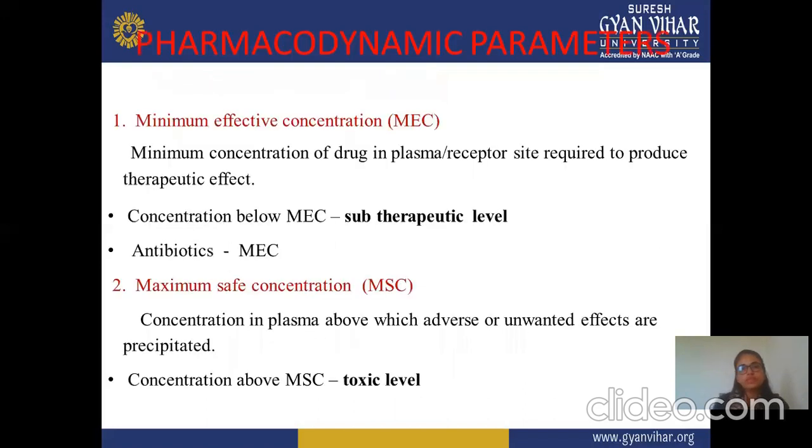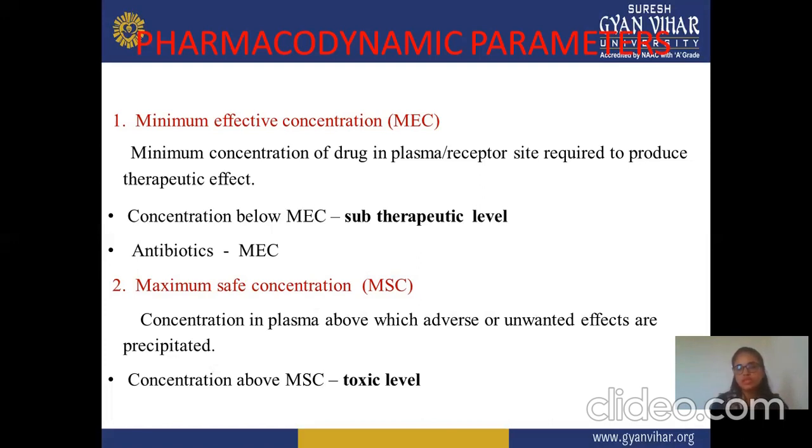Next are the pharmacodynamic parameters. That was the pharmacokinetic part. Now we discuss the different pharmacodynamic parameters, which are also responsible for this pharmacokinetic model, so you should know about them. The first parameter is MEC, the minimum effective concentration. This is the minimum concentration of a drug in plasma and at the receptor site required to produce the therapeutic effect. It is the starting point where the drug shows its response. Below MEC is the subtherapeutic level. Antibiotics are majorly used to check the MEC.